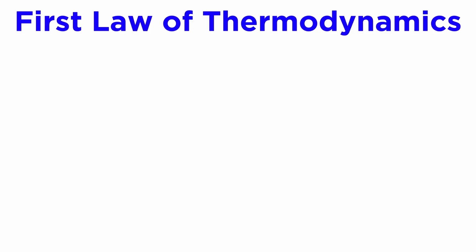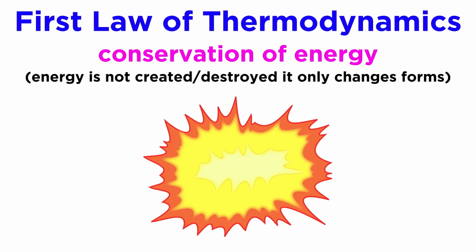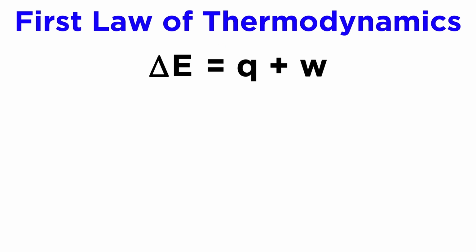We may already be familiar with the first law of thermodynamics as describing the conservation of energy, essentially stating that energy is not created or destroyed, it only changes forms. There is a lot that can be gained from that explanation, but let's look at another way of stating the first law. The first law can also be summarized with the following equation, where delta E equals Q plus W.